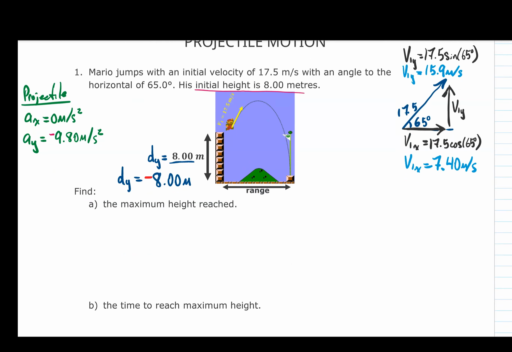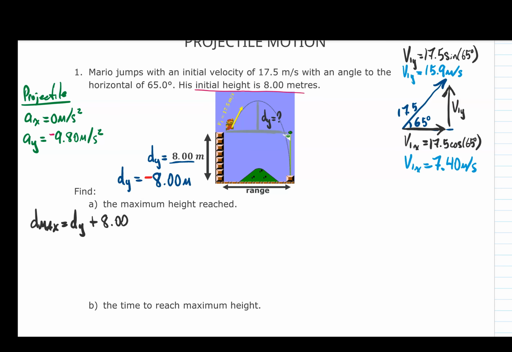So the way I need to approach this is, in order to find the maximum height, I need to know how my equations work. I've got a horizontal distance here, I've got a vertical distance here. This will be one version of dy that I need to find, and then I need to find dmax.